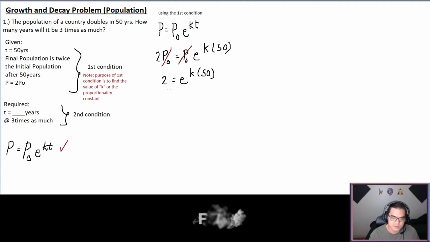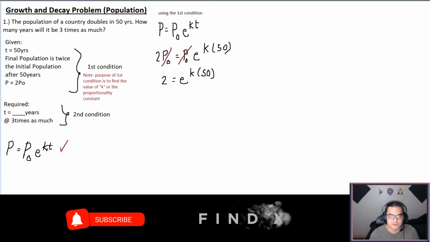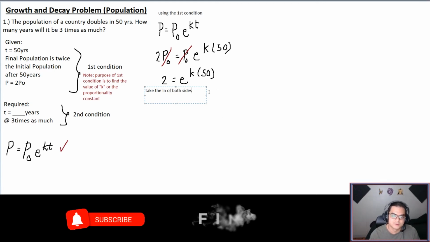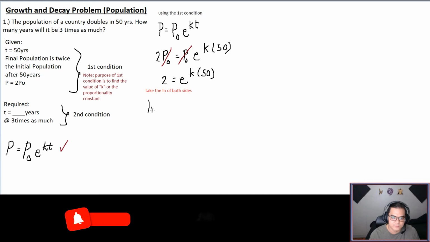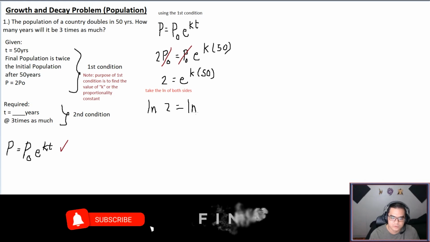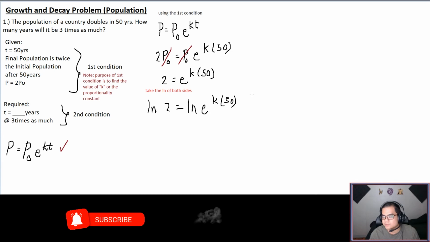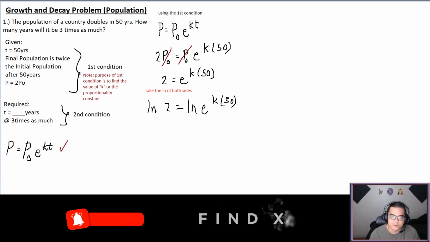So finding the value of k here, taking the ln of both sides. Okay, so take the ln of both sides. You'll have here ln 2 must be equal to ln e^(k times 50). As I said earlier, with the properties of logarithm, every time that you see ln and e beside each other, you can cancel them. They cancel out each other. So we can cancel this out.